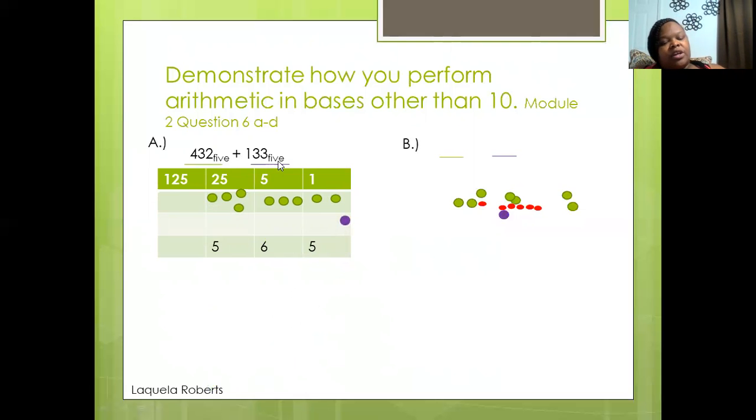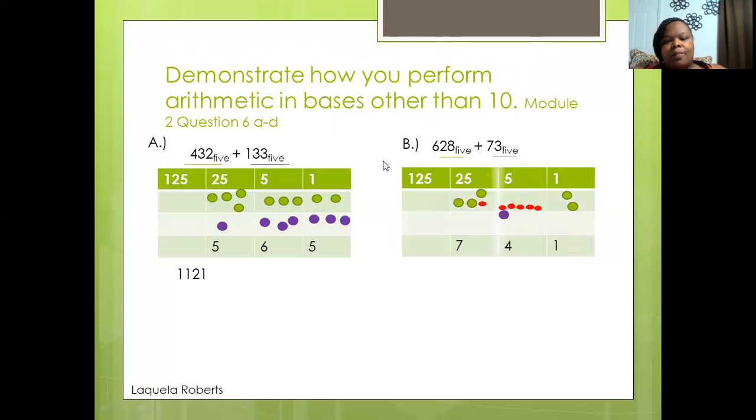Okay, so for 133, we're going to do 1, 2, 3. The 5s, we have 1, 2, 3. 25, we have 1. Okay, so what you do is we add these together. 1, 2, 3, 4, 5. That's how we got 5. 3 and 3, we got 6. 3 plus 1, we got 5. So our total is 1121.